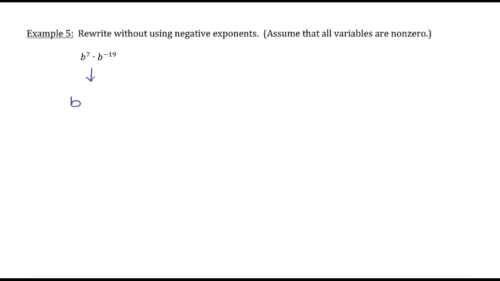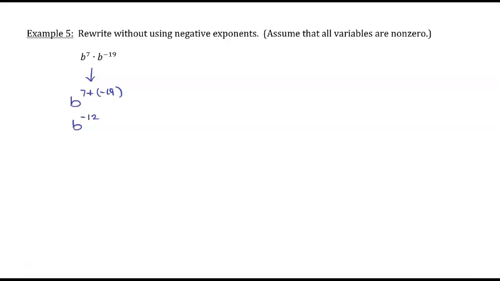In example 5, we have b to the 7th times b to the negative 19. I'm going to show you 2 different ways to think about this expression. First, our product rule tells us that we can rewrite this as b raised to the exponent of 7 plus negative 19. That's really 7 minus 19, or negative 12. So we have b raised to the exponent of negative 12.